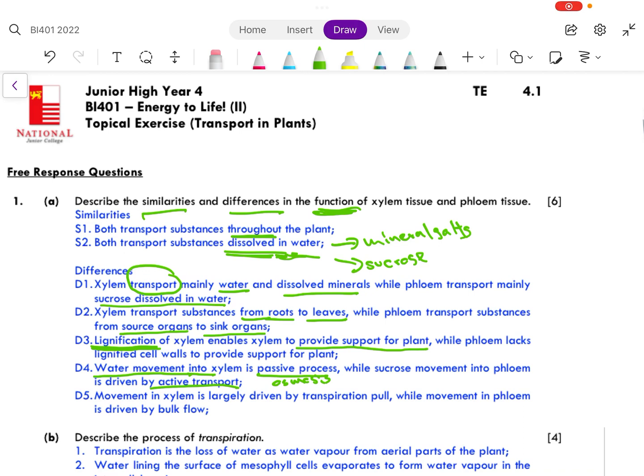Last difference, movement in the xylem is driven largely by transpiration pull, while movement in the phloem is driven by bulk flow. Okay, another word you could use other than bulk flow is pressure flow. And we learned that pressure flow is the idea that sugars are being pumped into the phloem, and because of the difference in the amount of sugars between the source and sinks, this will help in water flowing as a result.